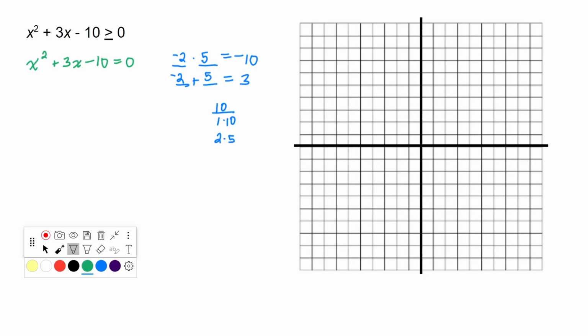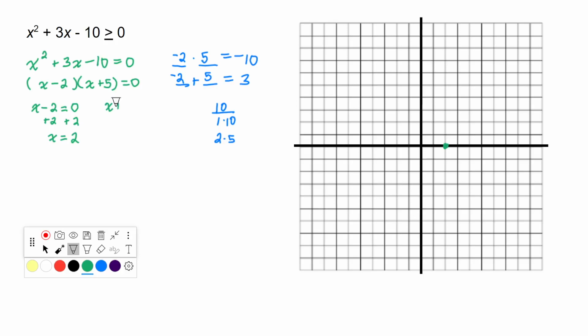So the factored form of this is x minus 2 times x plus 5. And I can identify my x-intercepts from these expressions. So if I want the x-intercept for the x minus 2 factor, x minus 2 has to equal 0. We can add the 2, and we know that we have an x-intercept at 2. And I'm going to go ahead and plot that point on my graph.